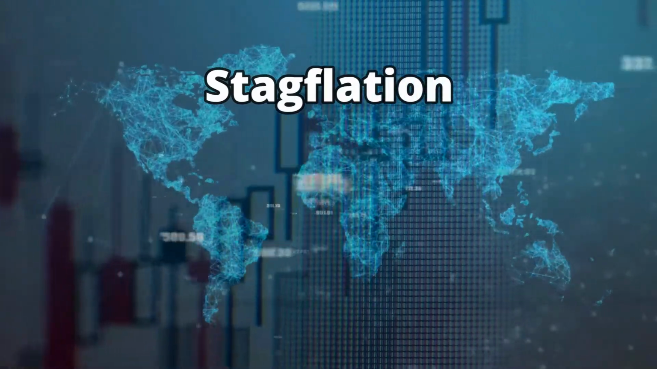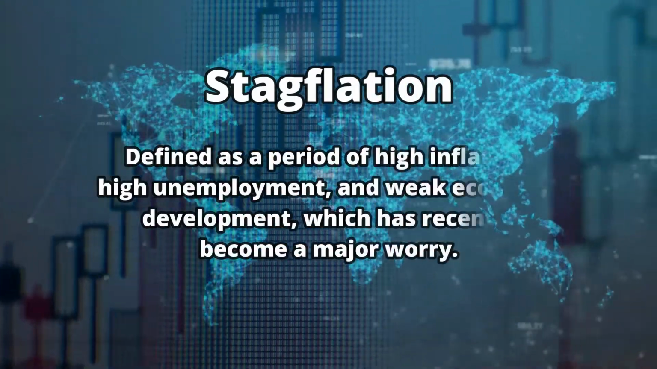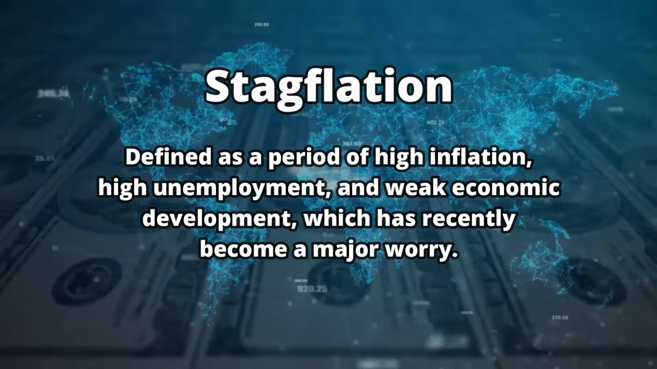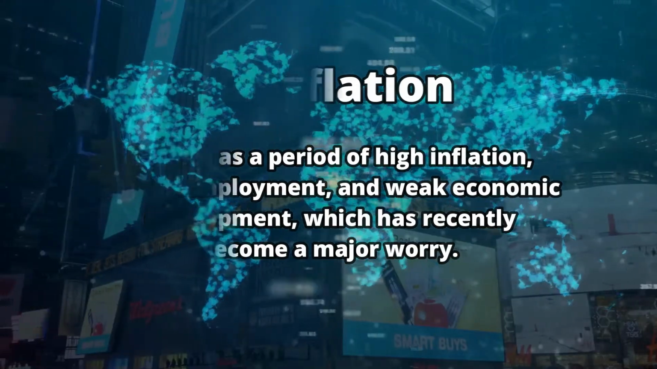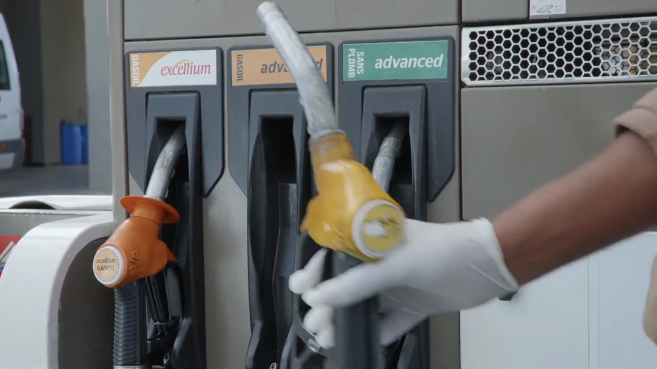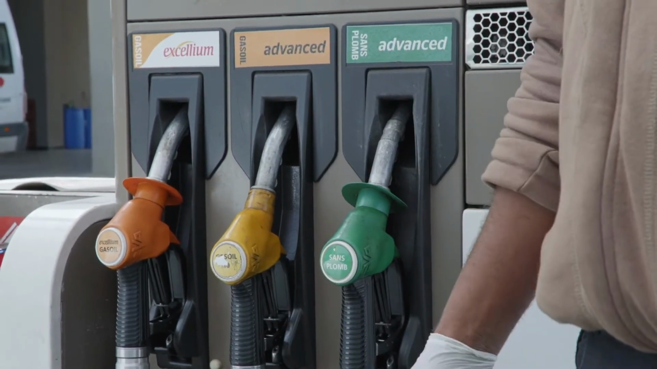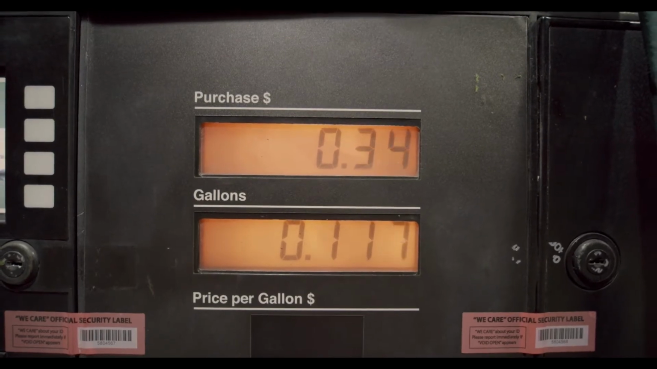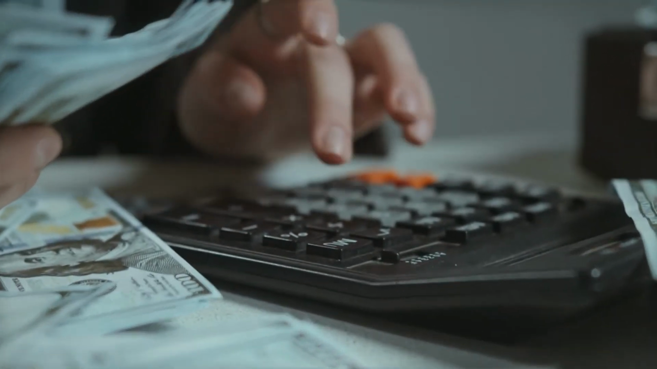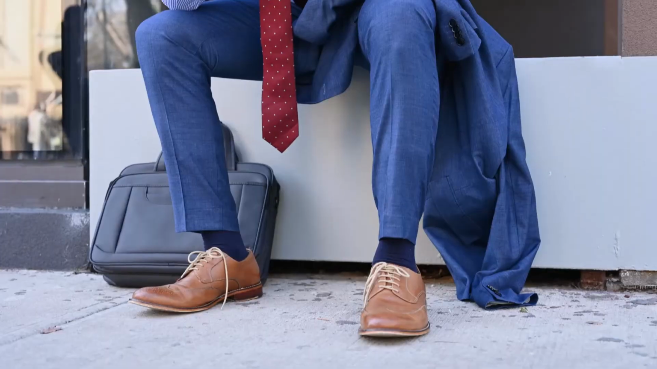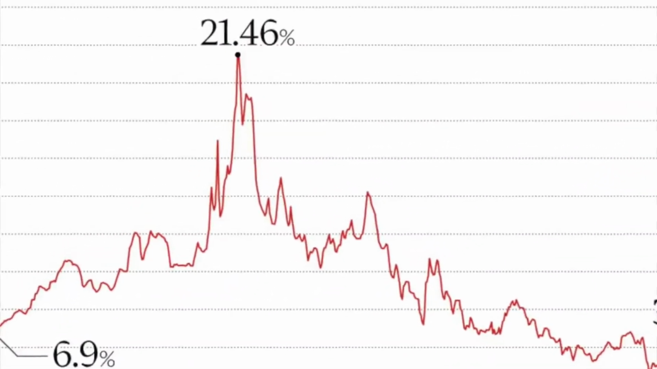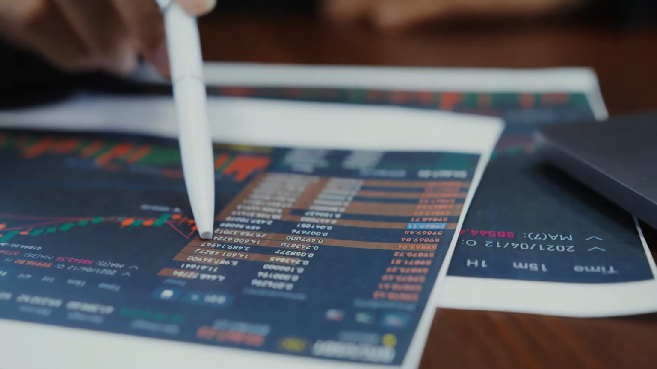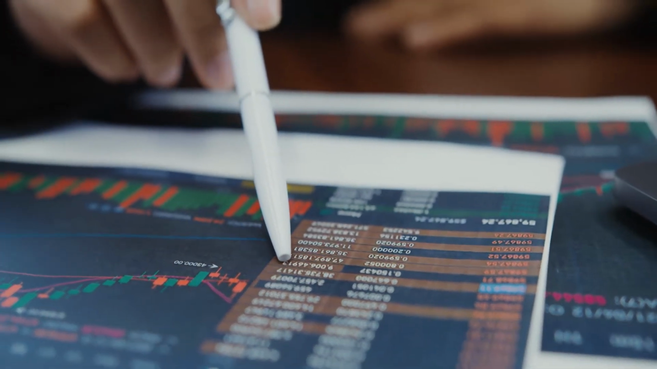Even while a recession may be happening now or in the near future, the greatest concern is stagflation. Stagflation is defined as a period of high inflation, high unemployment, and weak economic development, which has recently become a major worry. It happened last in the 1970s, when oil prices rose, inflation spiraled out of control, lending rates were volatile, and businesses opted to maintain their pricing while laying off people. In this case, prices went up, inflation went up, the economy went down, and it took a massive increase in interest rates to get inflation under control.